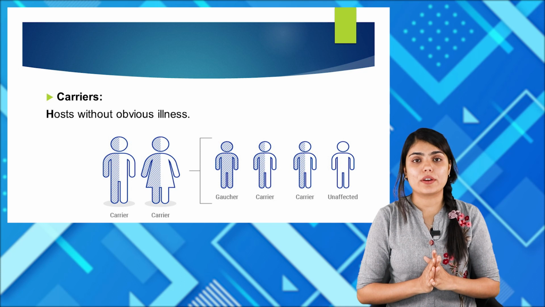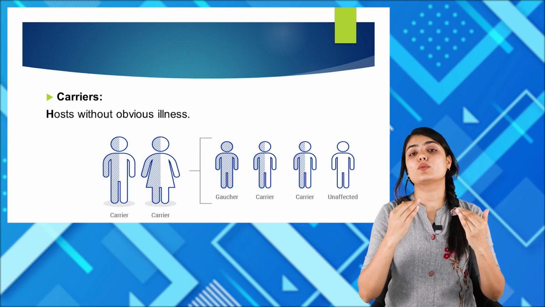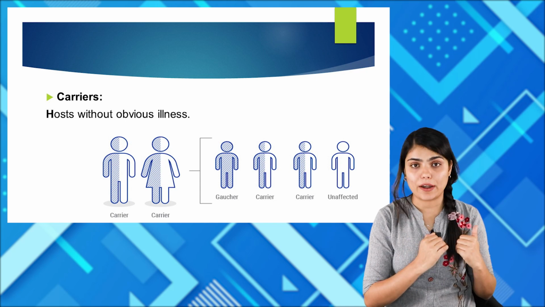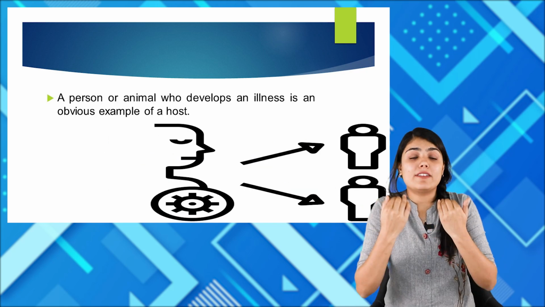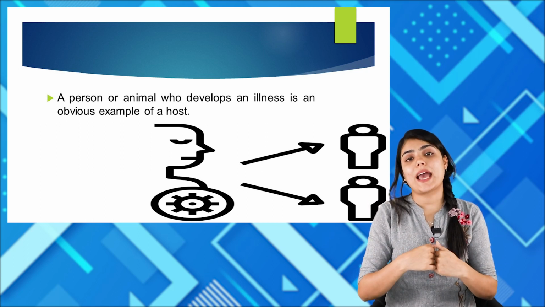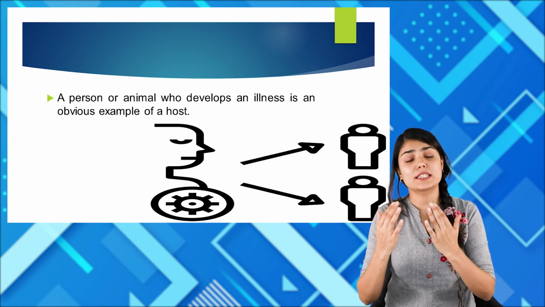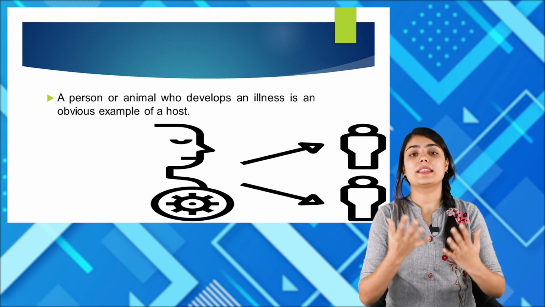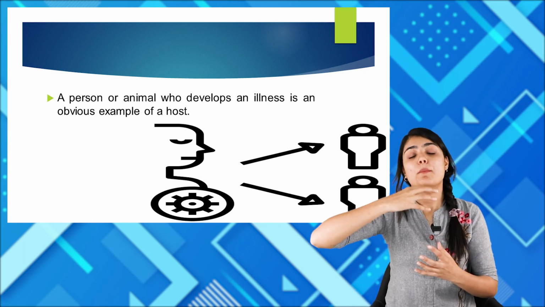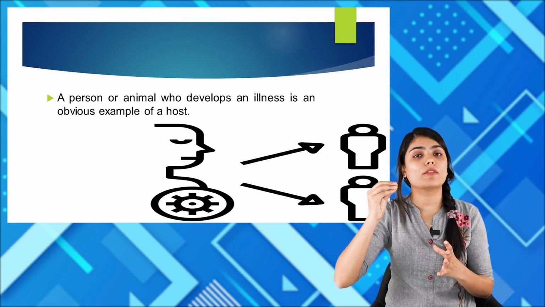So, what is a carrier, or who is a carrier? In very simple terms, carrier is a host without obvious illness. A host without obvious illness is termed as carrier. A person or an animal that develops the illness is obviously a host, right? We know that a person or animal that harbors the microorganism and develops the illness is the host, right? This is an obvious example of host. But in some cases, there can be hosts who do not show any obvious symptoms of the disease, but act as a major source of the disease, and they can be termed as carriers of the disease.